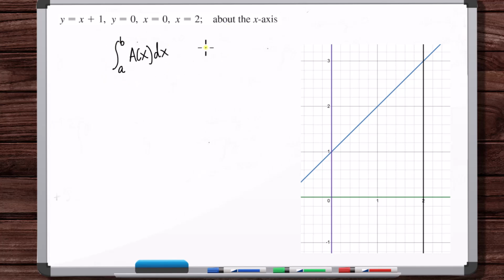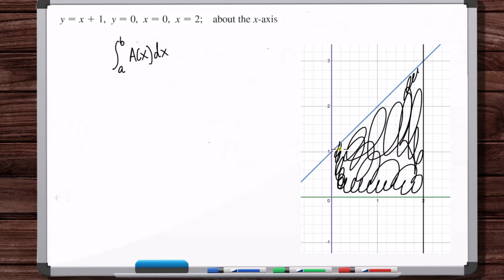But that's what the textbook recommends. All right, so okay, here's y is equal to x plus 1. Here's x is equal to 0. Here's y is equal to 0. Or no, here's x is equal to 2, and here's y is equal to 0. So we're revolving this area about the x-axis. And so we want to think about the solid that's created by doing this revolving process and calculate the volume of that solid.